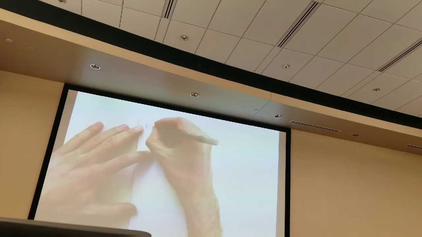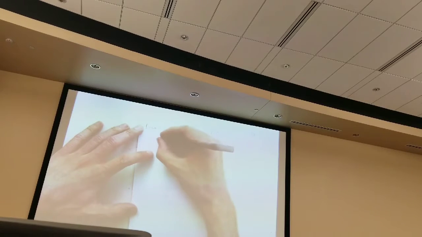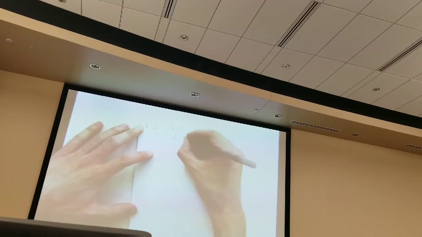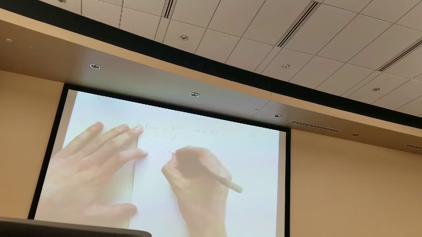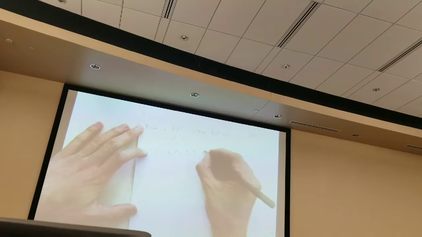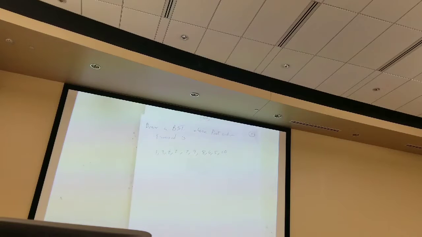So the first one was: draw a BST whose post-order traversal is 1, 3, 4, 2, 7, 9, 8, 6, 5, and 10. The one thing that hopefully you all got out of this is that the root is 10. Now, why is the root 10? Yeah, the last element is always going to be the root.